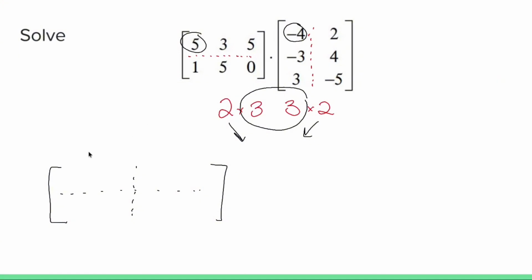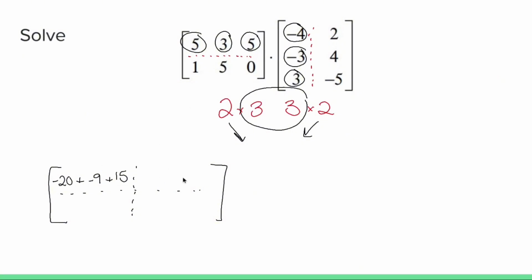5 times negative 4 is negative 20, plus. Then do it again. Second element, second element. 3 times negative 3 is negative 9, plus. Third element, 5 times 3 is 15. Bingo, bango, bongo. That was the first row, first column.